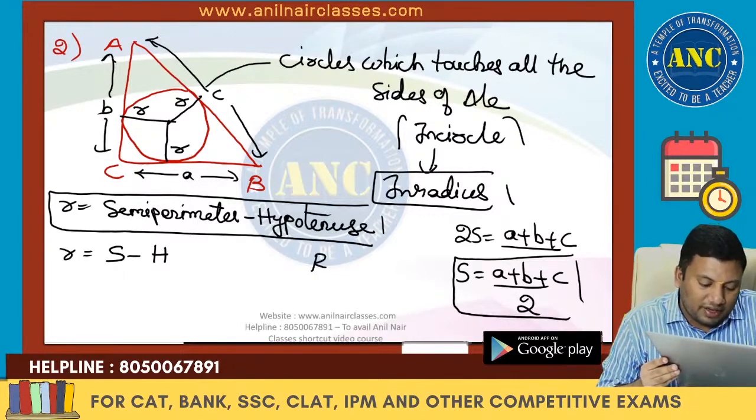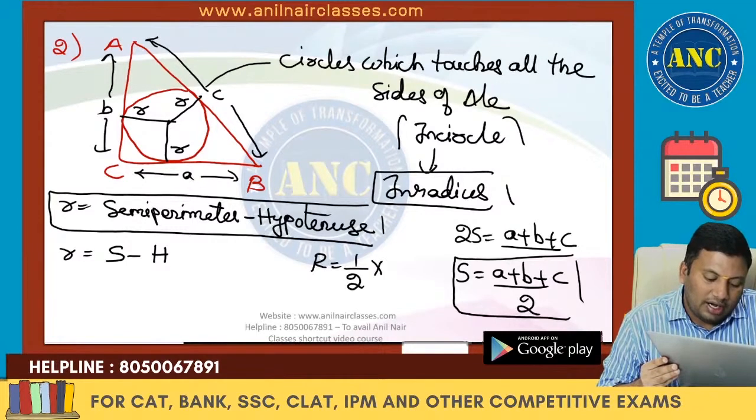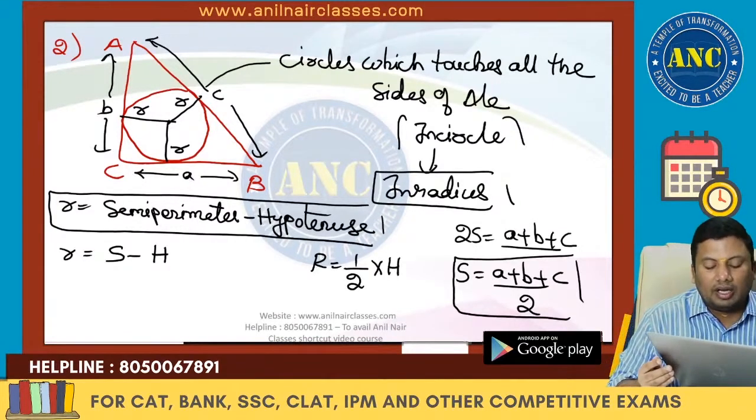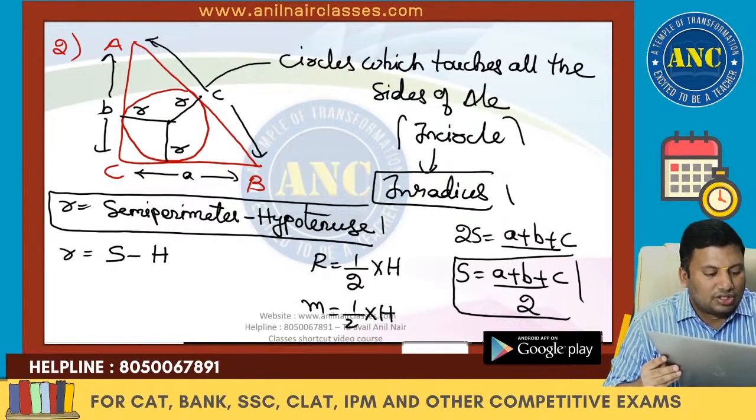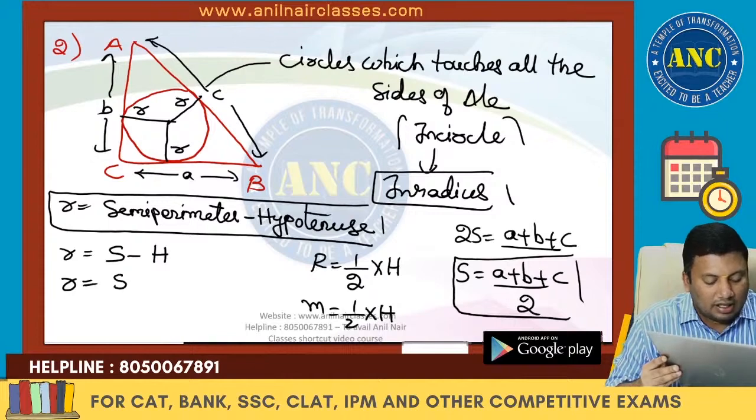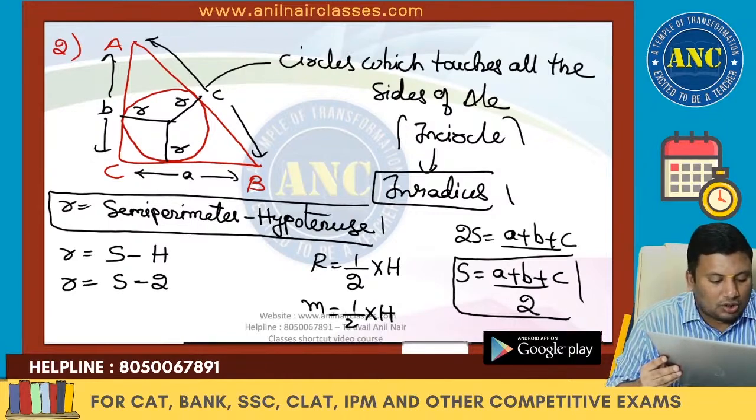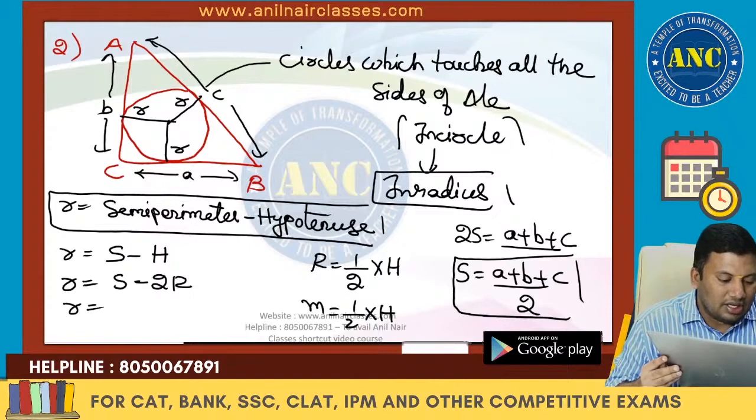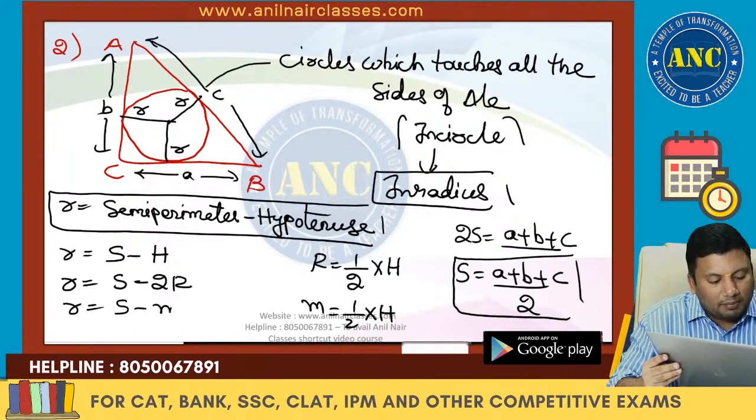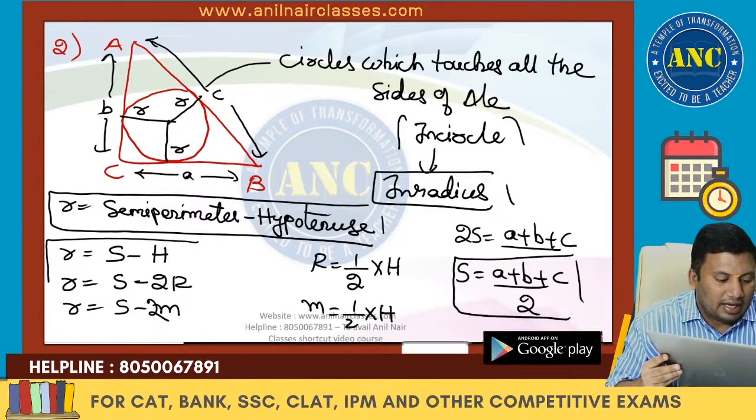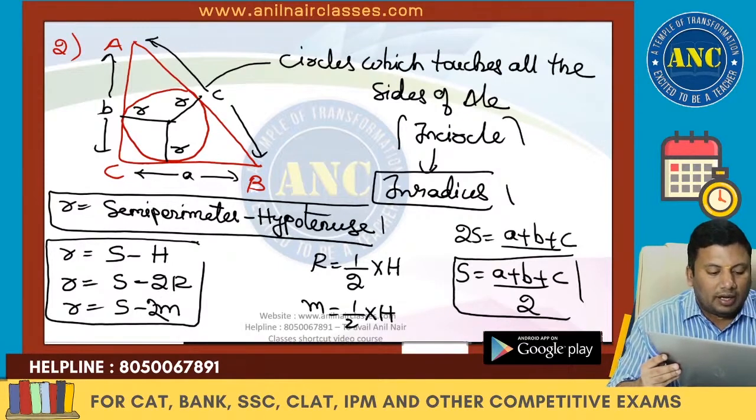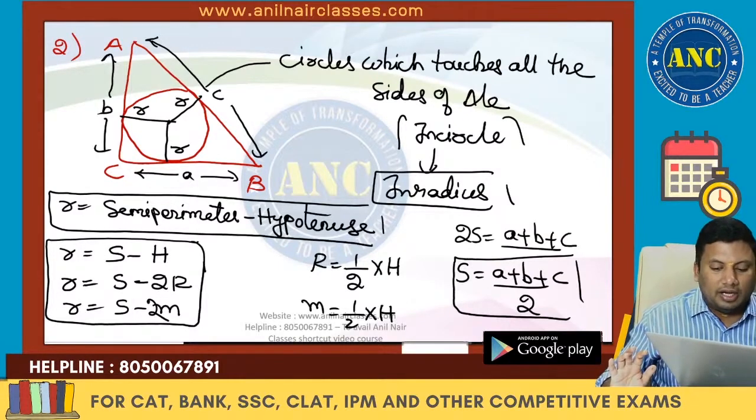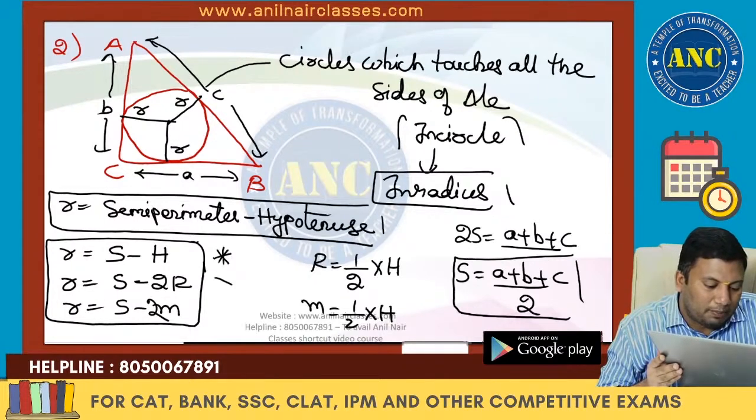In the case of a right angled triangle, already we have seen R, the median, is nothing but half into H. So inradius is nothing but semi-perimeter minus 2R. Inradius is semi-perimeter minus 2 into median. I hope the idea is clear. Extremely important key point, sir.